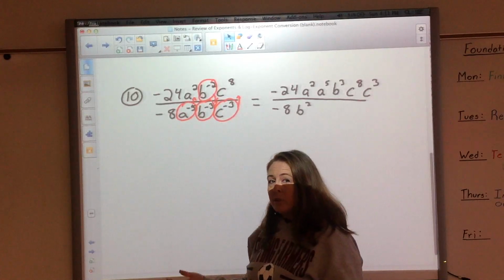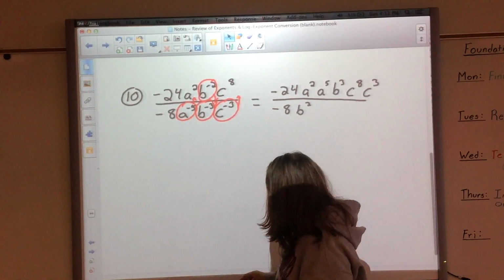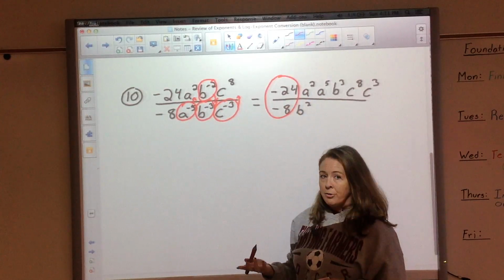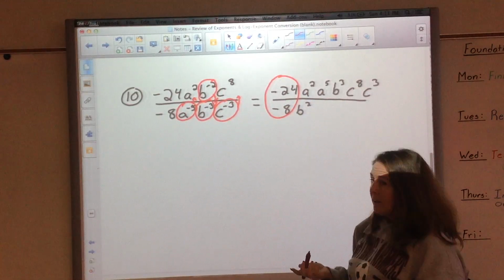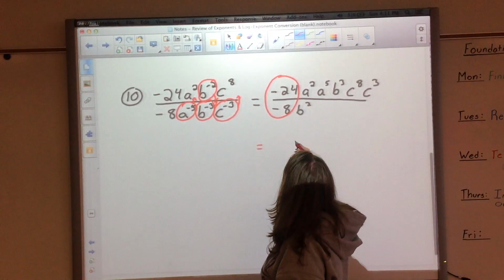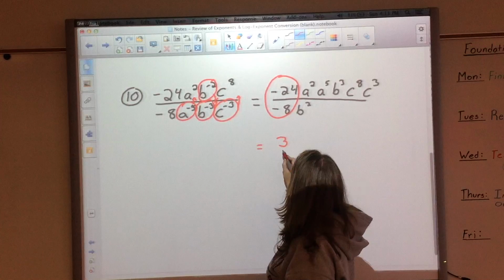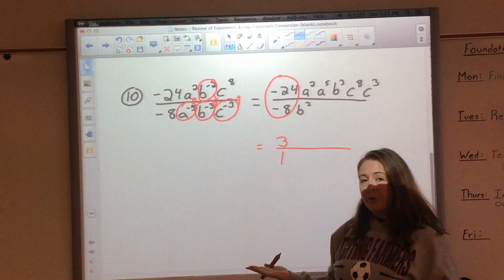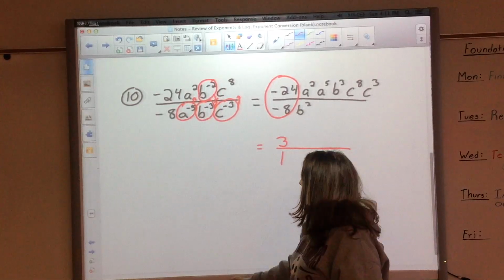Now all we have to do is look at all of this and get it all simplified. So the first thing I'm going to do is the basic stuff. Negative 24 divided by negative 8 is going to be a positive 3. So we have equals positive 3, or positive 3 over 1. Chances are I'll be able to lose that 1, but we'll make sure later.